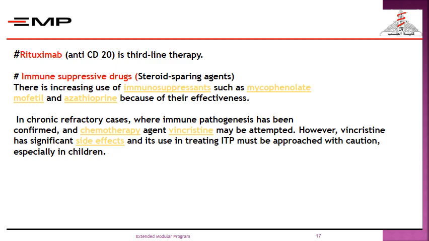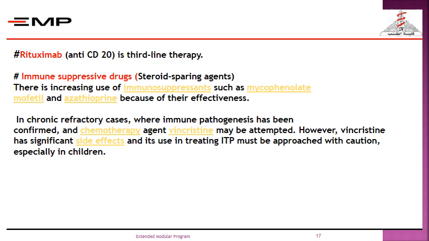Rituximab, or anti-CD20, is a biological therapy and is the third line of therapy. It is also an expensive line of treatment. Immunosuppressive drugs like mycophenolate mofetil, azathioprine, and cyclosporin are also used as steroid-sparing agents.